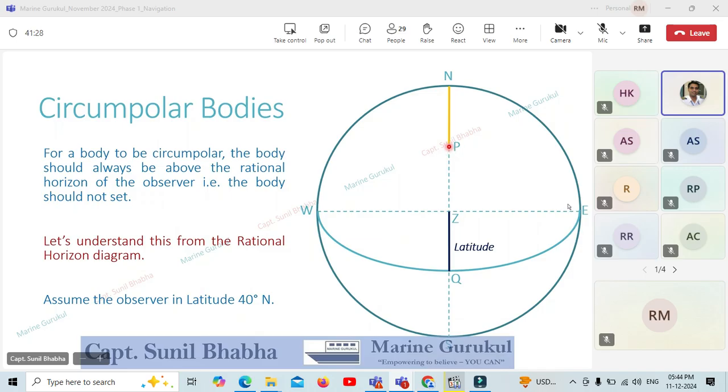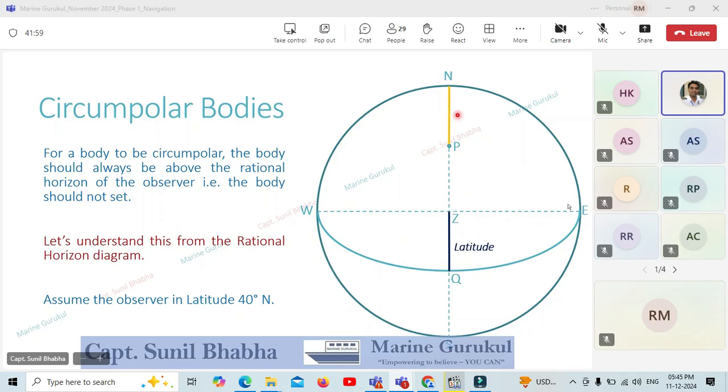Now in this diagram, we are aware that this N point is on the horizon. The P point represents the pole, and this N to P, highlighted by this yellow line, is called the elevation of the pole or the altitude of the pole. And this is always equal to the latitude of the observer. We can easily understand it from the diagram.